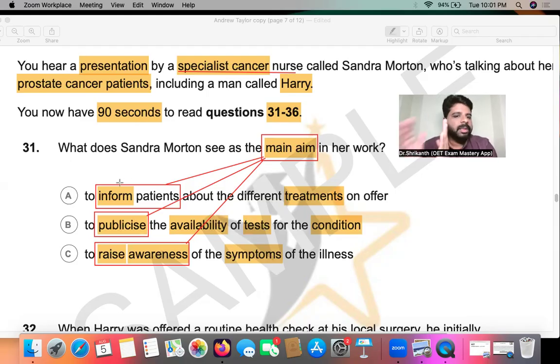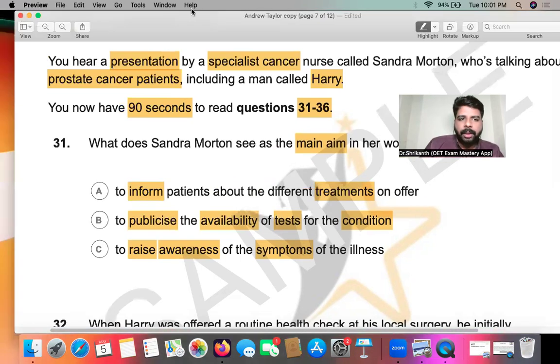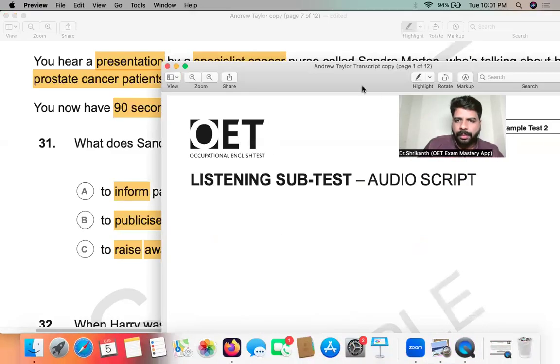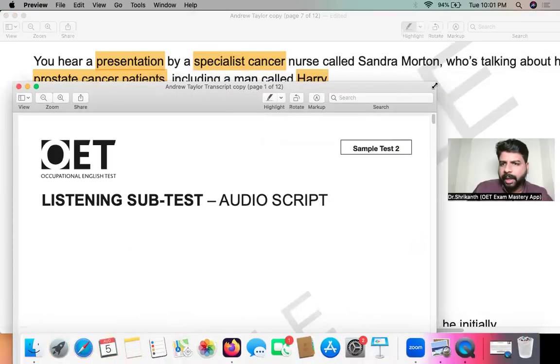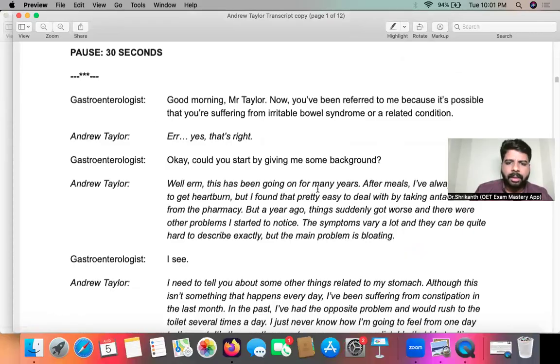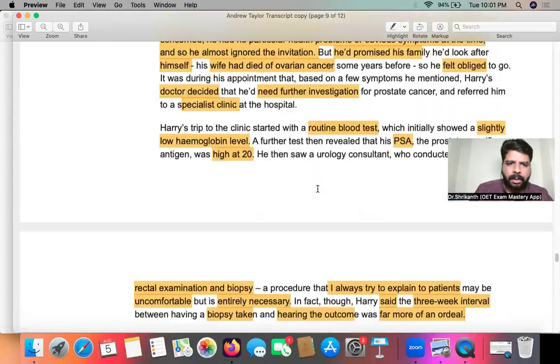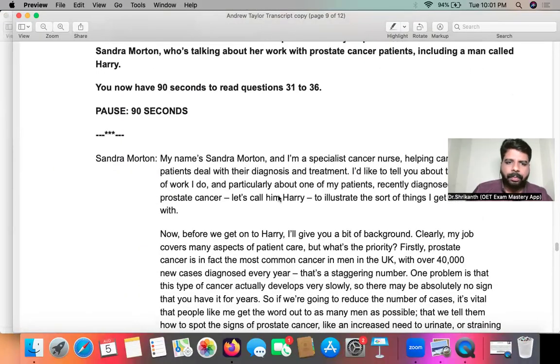But you see, now it is much more tiny, and this tiny information will make it even easier for you to eliminate the incorrect answer options and choose the correct answer option very quickly. Right. So let's take the audio script over here. So this is a little bit of a lengthy audio script. So let's take a look over here. The main aim of Sandra Morton, extract one. Okay. All right.